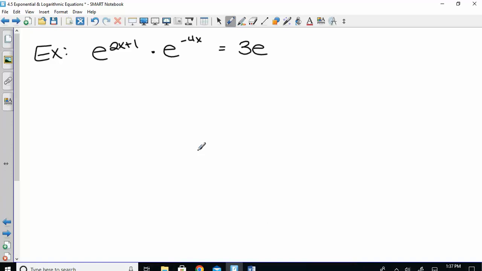What should I do here? Combine. These e's are multiplied. So what do you do with their exponents? Add them. So 2x plus 1 plus negative 4x, so we get negative 2x plus 1.